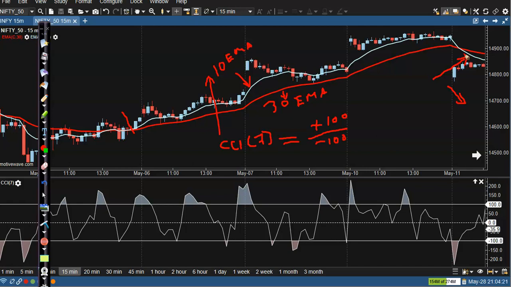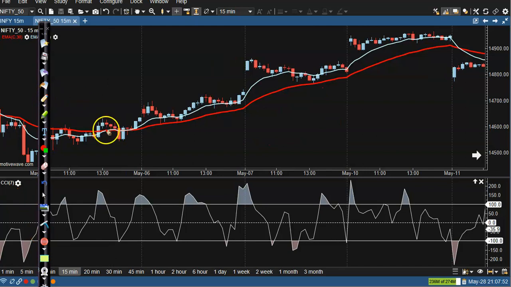Now the question is where we will enter in this market. It's confirmed by CCI. Let me show you an example, then you will understand very clearly.